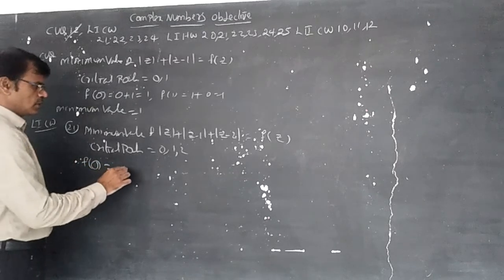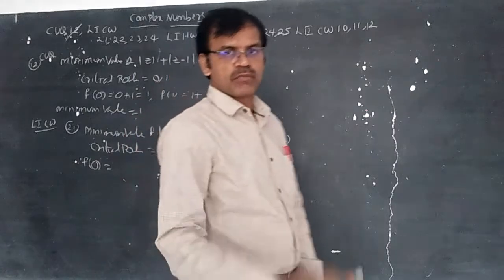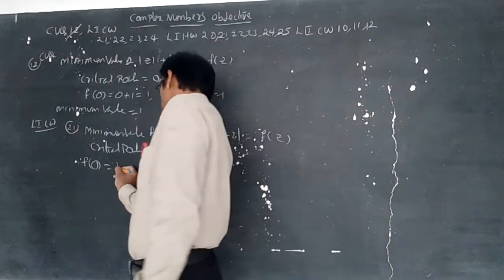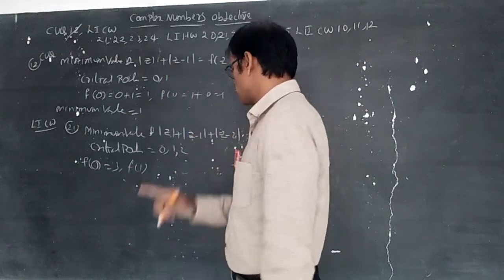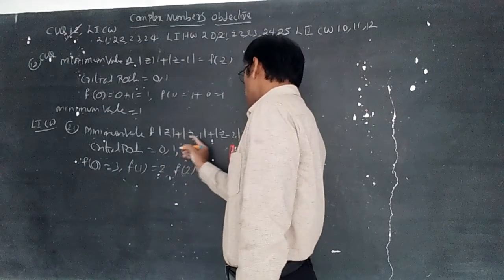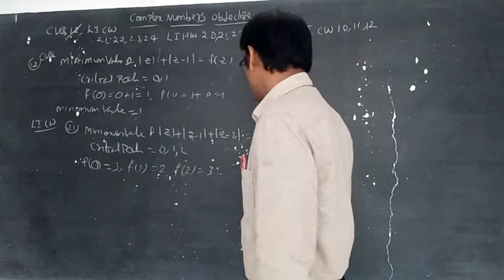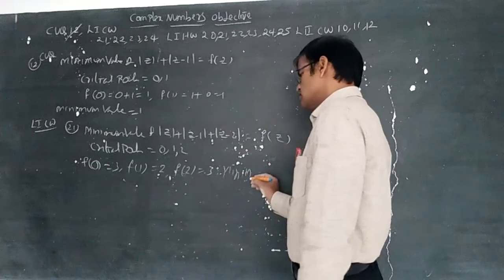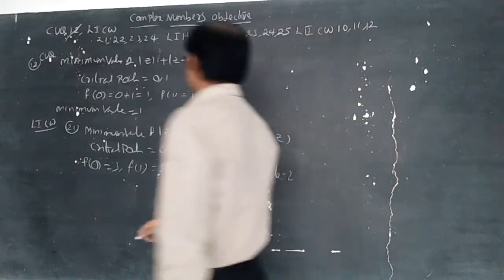Substitute here 0. It becomes 0 plus 1 plus 2. You should not consider minus 2; plus only you should consider. So 0 plus 1 plus 2 becomes 3. And f of 1: 1 minus 1 becomes 0, 1 minus 2 becomes 1, and 1, so it is 2. And f of 2: 2 plus 2 minus 1 is 2 plus 1, which is 3. He is asking minimum value; if he were asking maximum value, it is 3. Minimum value is equal to 2.